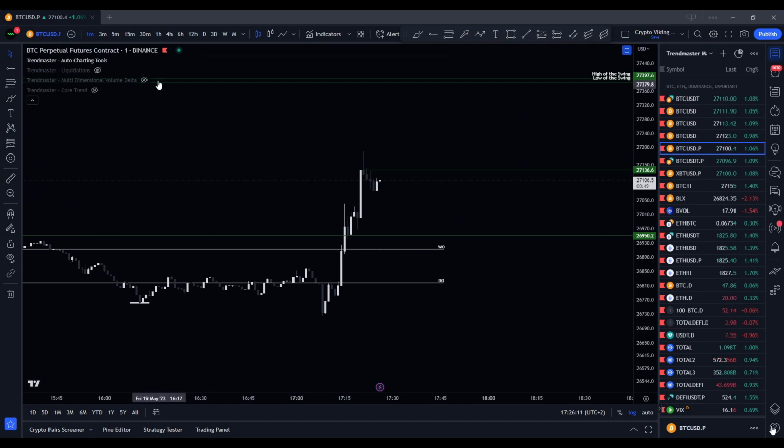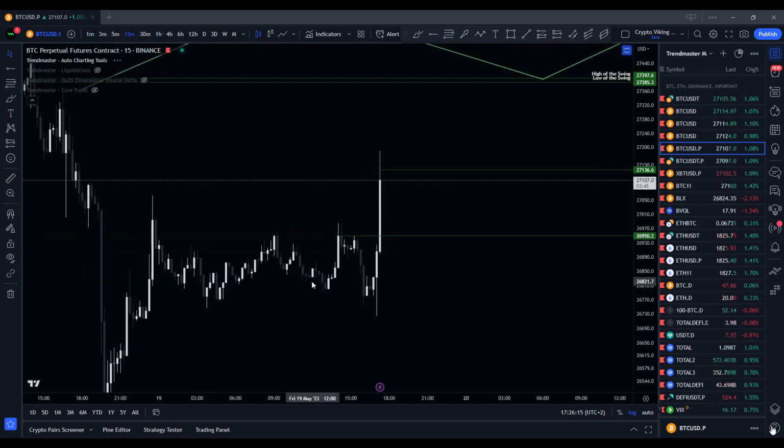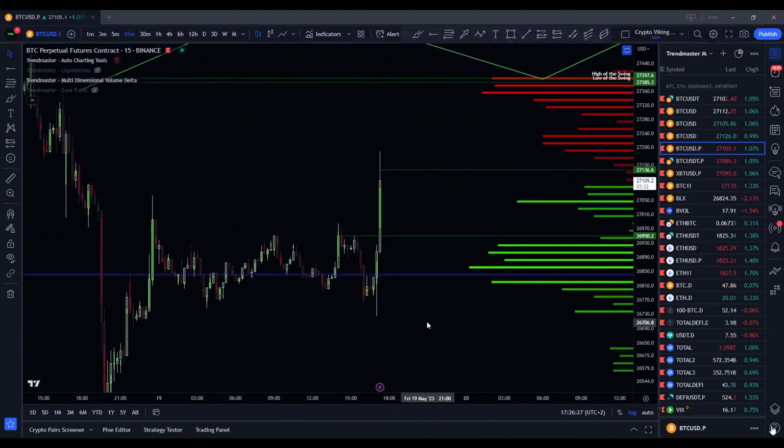But again, I don't recommend the low time frames for anyone. They hurt. They hurt most people. Anything else on indicators and stuff like that?